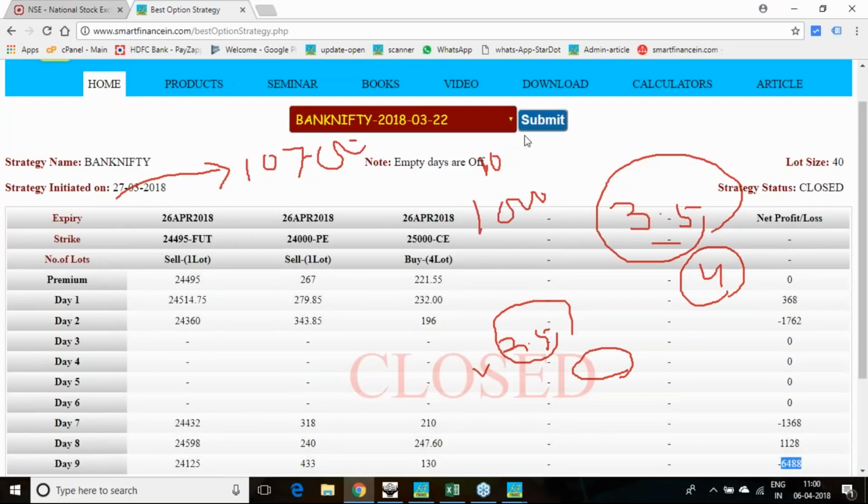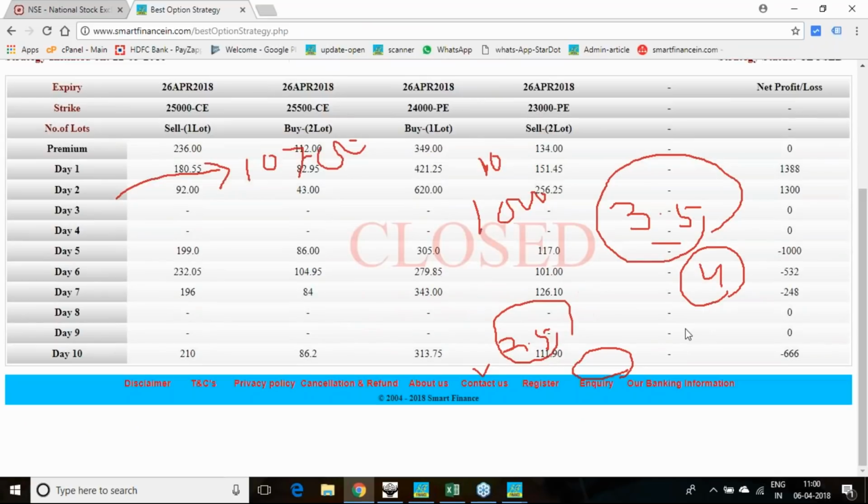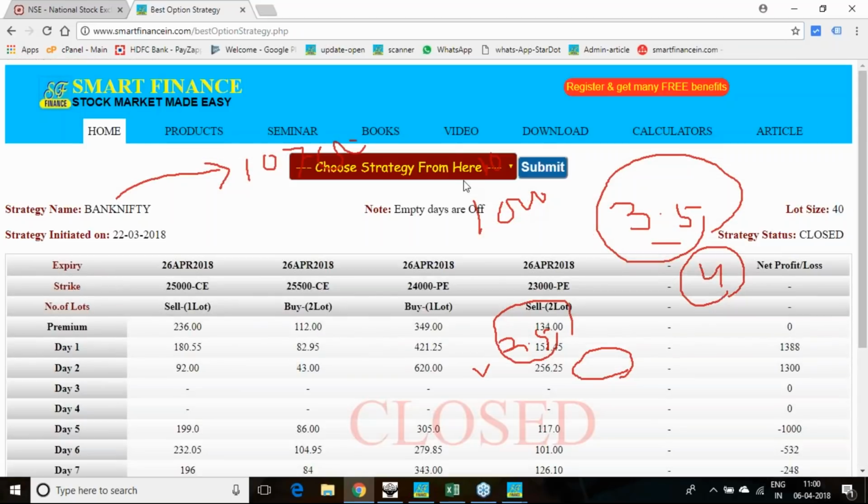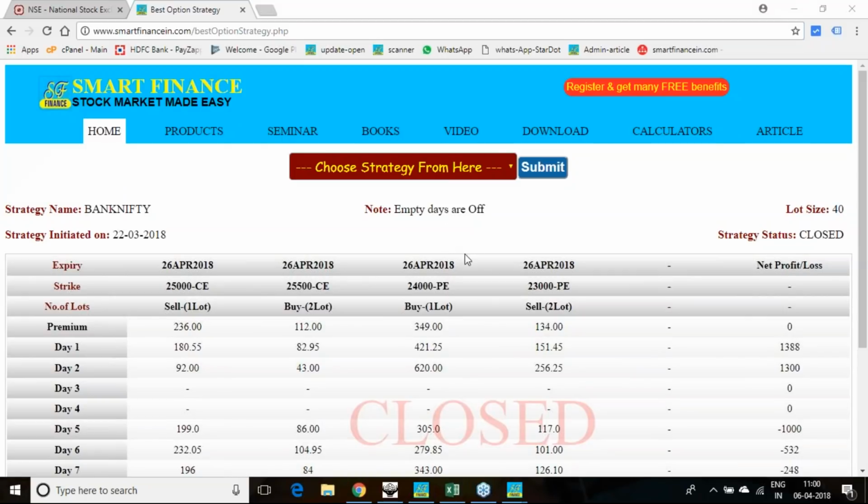On the 22nd also we gave one strategy. For the first 2-3 days it maintained the profitability, and on the last day, the 10th day, we came out with only a 600 loss. So Bank Nifty is showing very wild moves. Sometimes there is a great upward move, sometimes a very great downward move also. In this period of uncertainty, there was a huge up move and a huge down move, to the tune of 1,000 points of oscillation.